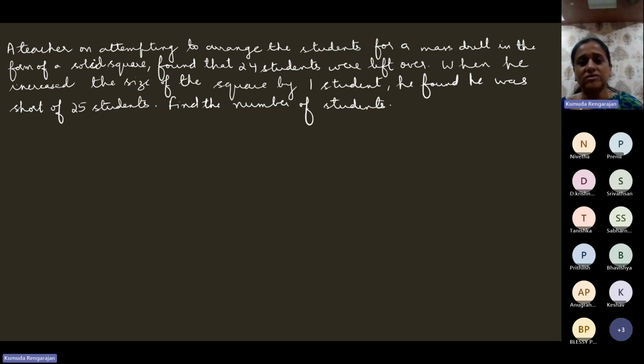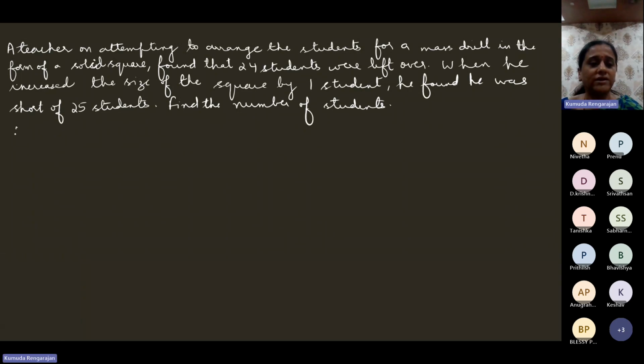In the first case, a square is formed. 24 students are in excess. In the second case, he increased the size of the square by one student. So he was not able to make the square. He fell short of 25 students. He wanted 25 more students. In the first case, excess 24 students. In the second case, he was short of 25 students. So given this, we need to find the number of students of the class.